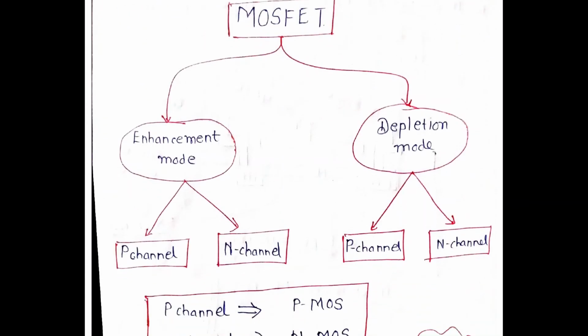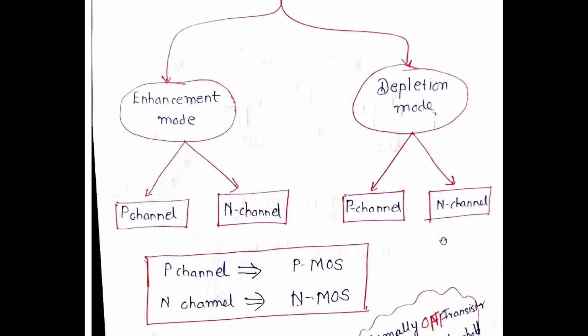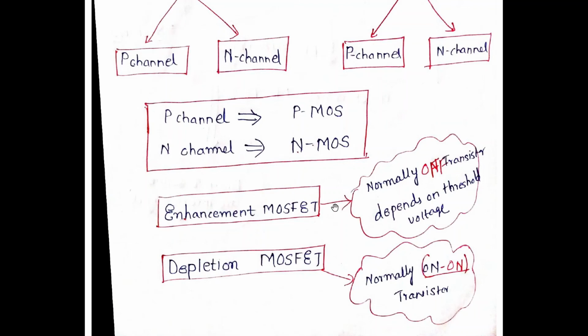Then we have the MOSFET, which gets divided into 2 types, the enhancement and the depletion. The enhancement MOSFET consists of the P channel or the N channel. The depletion consists of the P channel or the N channel. The enhancement MOSFET is called the normally off transistor because it only gets on after the threshold voltage, while the depletion MOSFET is an on transistor. I hope I am very clear with this and you have got a clear understanding about this.